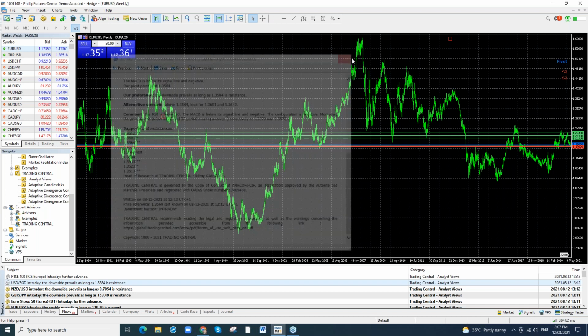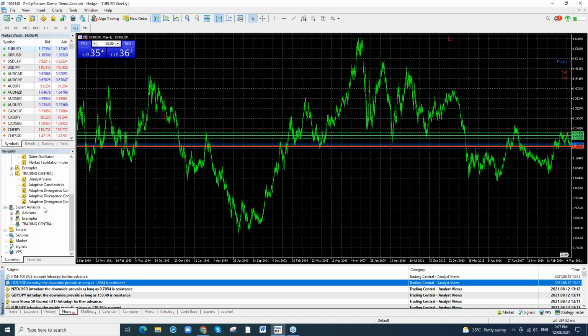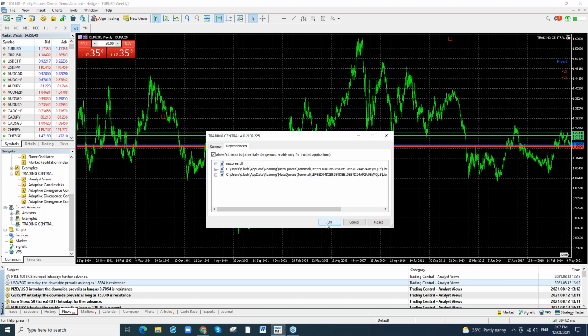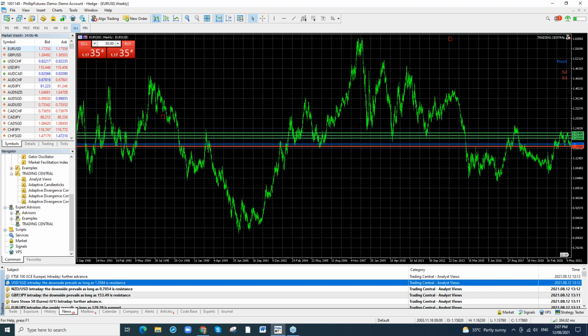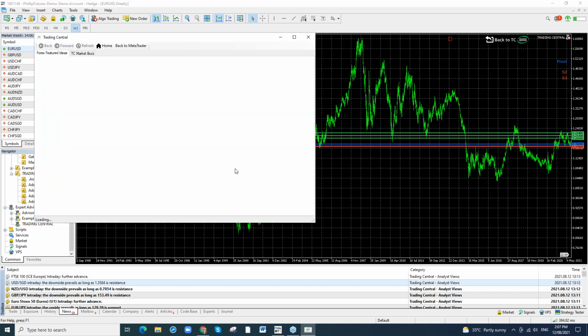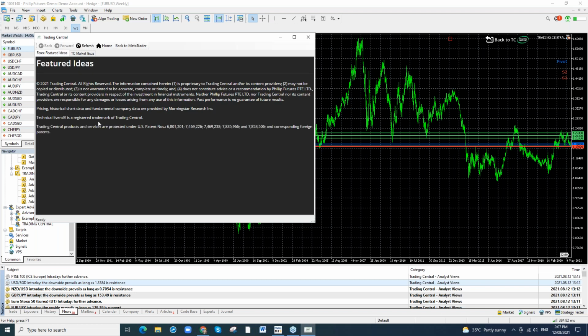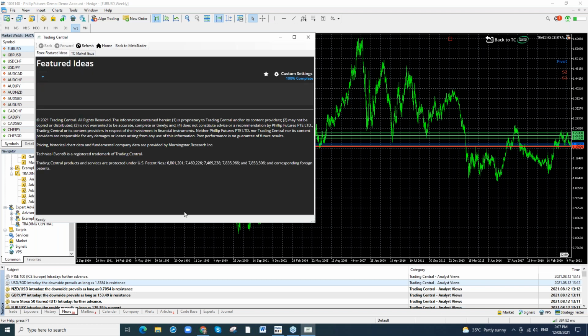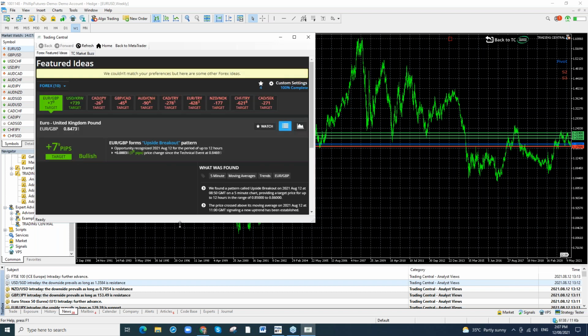And the other one is under expert advisors. You just drag and drop, then you click OK, and then a small pop-up window will appear here, where you have 2 tools. One is Forex Future Ideas. It's a great tool for those of you who are looking for opportunities. So if you are not sure what you want to trade, you can do some custom settings here.